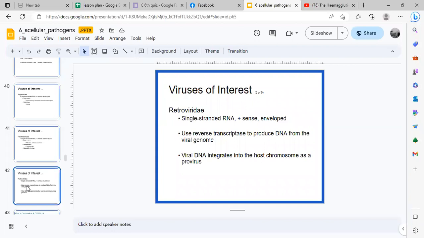Okay, so yung retrovirus, so yung family na ng Retroviridae. So single-stranded RNA, so plus sense and enveloped. So I've explained in detail na yung cycle ng infection. So yung reverse transcriptase, gagawa siya ng DNA from the viral genome and then ma-insert yung viral DNA dun sa chromosome. So magiging part na ng host DNA.